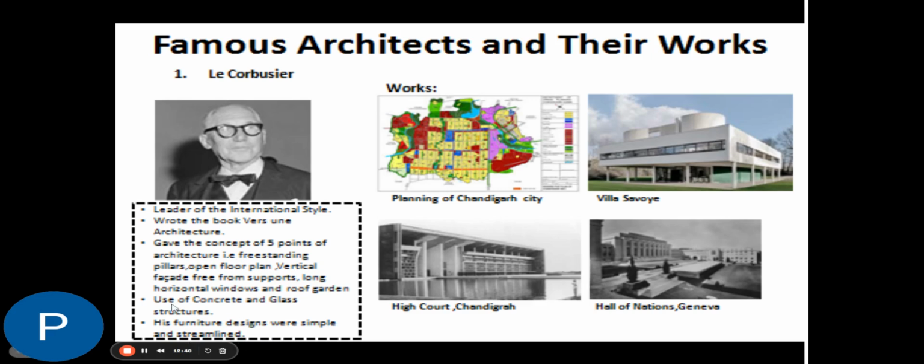Now coming to the material he predominantly used. The material was concrete and glass. His furniture designs were basically simple and streamlined. He also designed the Chandigarh city in the gridiron pattern. The other buildings built by him were Villa Savoye, High Court Chandigarh, and the Hall of Nations.